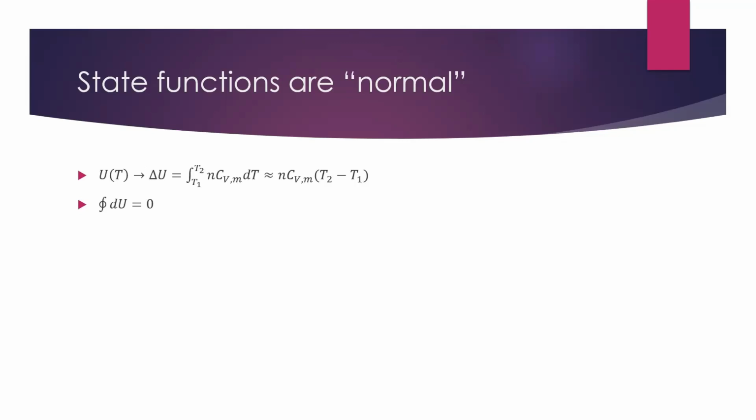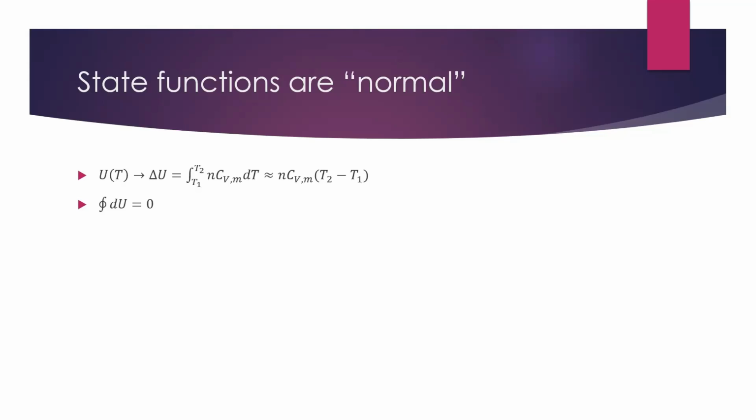And in most cases, what we're going to be doing is evaluating these integrals to figure this out. And we discussed this a little bit last time, but since the heat capacity is approximately temperature independent, this integral boils down to n C_V,m times delta T, T2 minus T1. So in this case, to figure out the change in internal energy for a process, all we need to know is the final temperature T2 and the initial temperature T1. Nothing else matters.